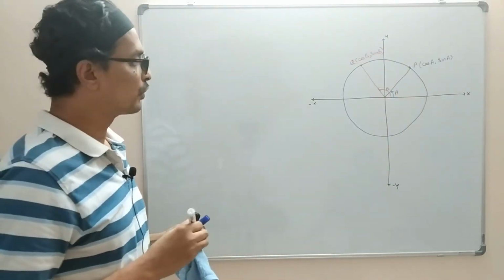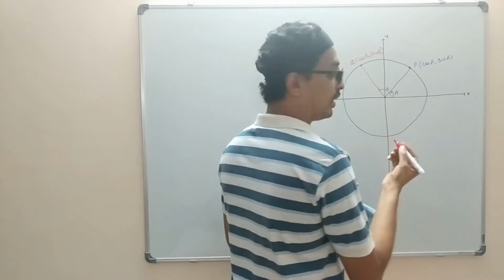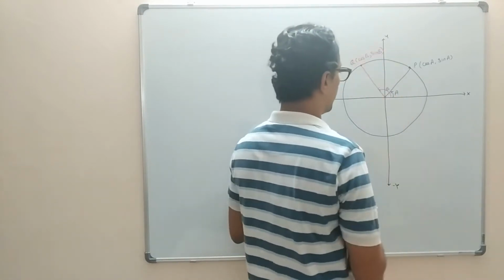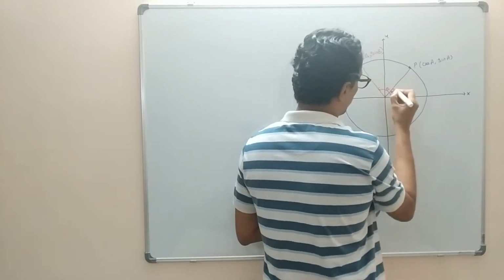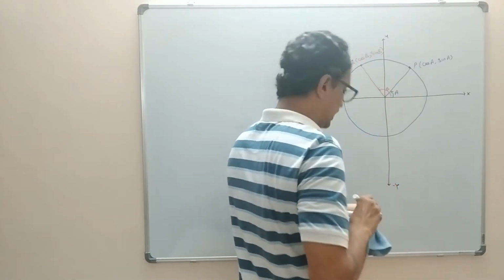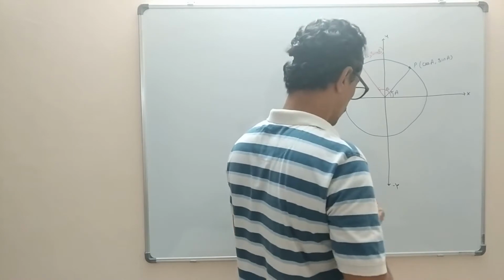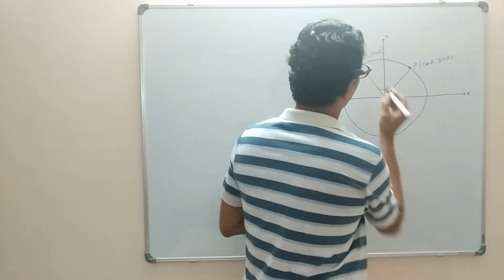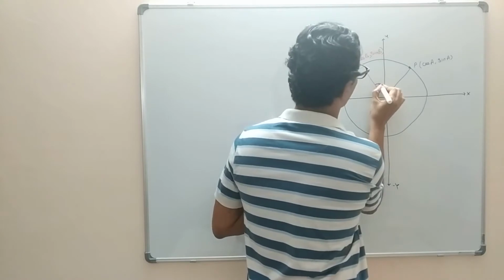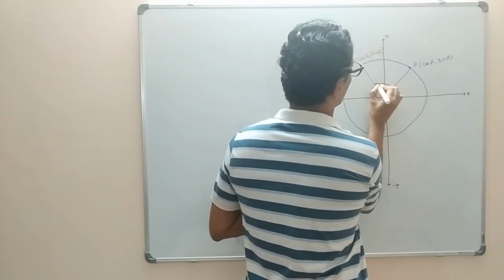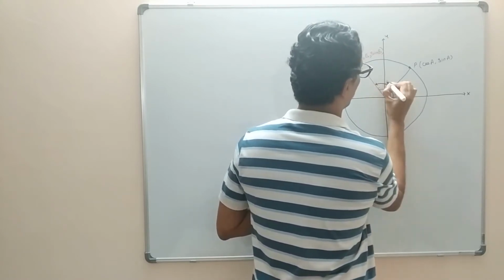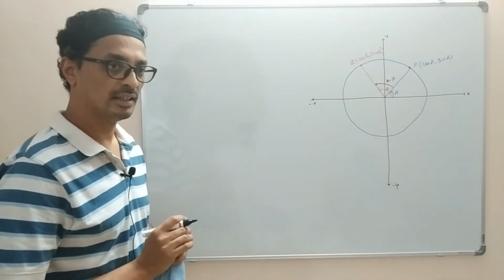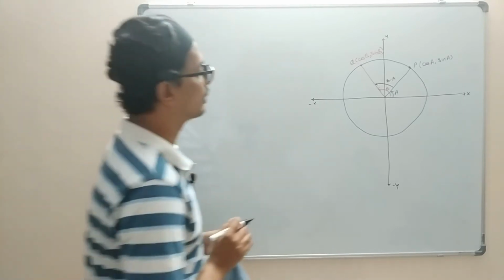Now I am asking: what is the trigonometric ratio of this angle? You know the cos B and sin B for the point. What is the trigonometric ratio of this angle? This angle is B minus A. Let us try to find the trigonometric ratio of this angle.